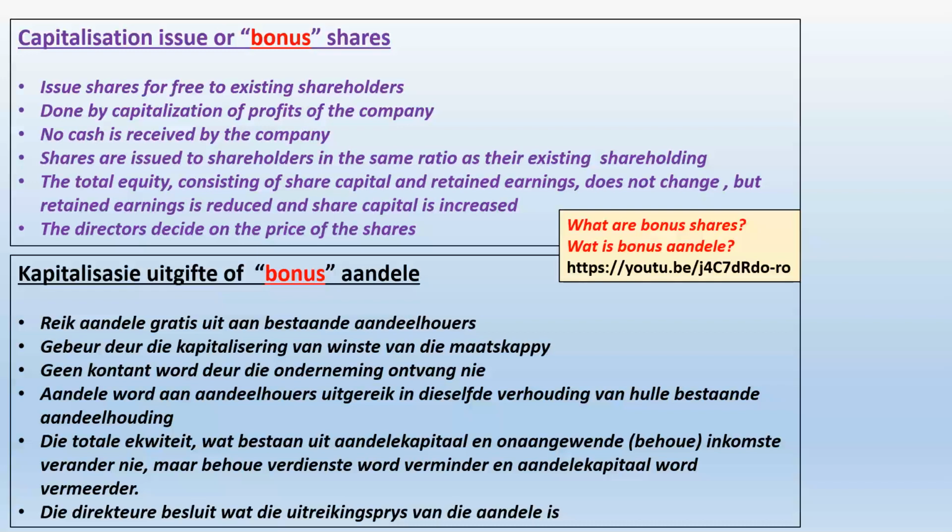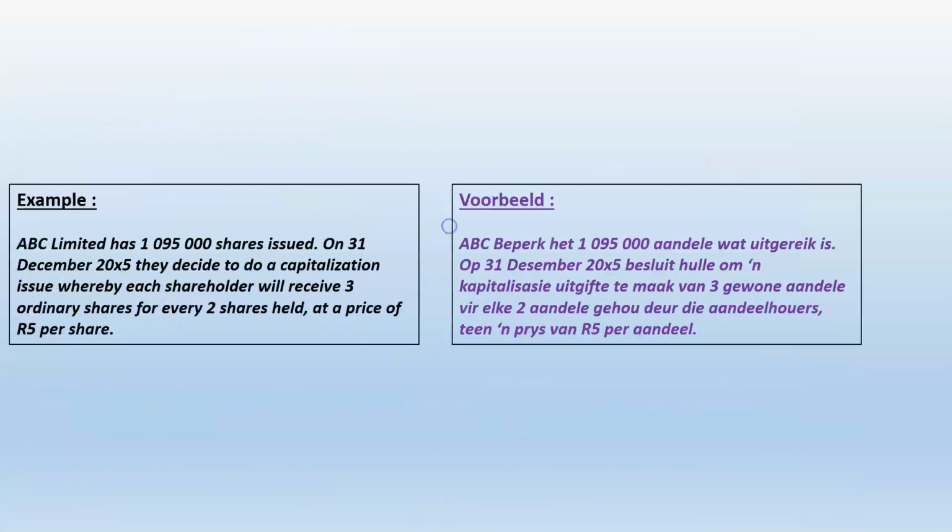Now, the board of directors can decide, is this going to be 10 Rand shares, 100 Rand shares? What is going to be the issue price of the shares? But in total, it doesn't matter, because in total, it's still going to be 500,000 Rand. So what are we going to do? We're going to debit retained earnings, and we're going to credit share capital. If it's ordinary shares, ordinary share capital.